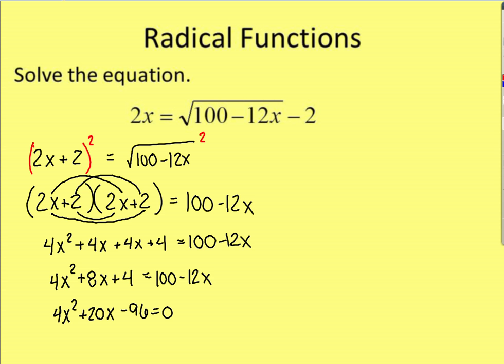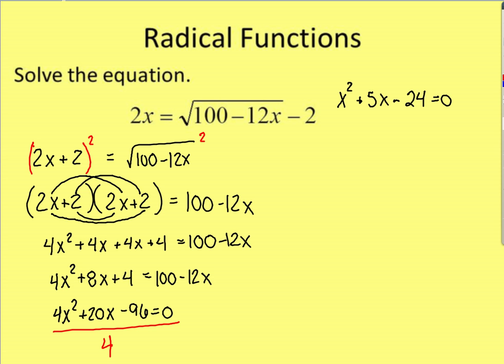And 4 minus 100 does give us 96. Now you can factor it when it's in this form, or we can divide everything by a 4 first and then factor, because all of those values are divisible by 4. If we divide by that 4, it will make our factoring a little bit easier.